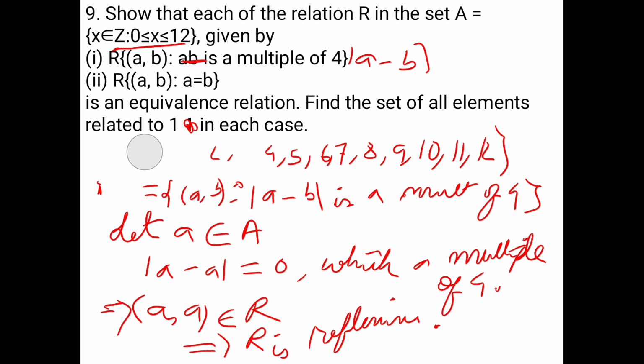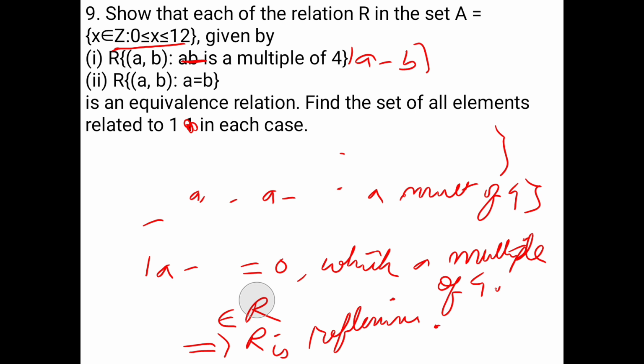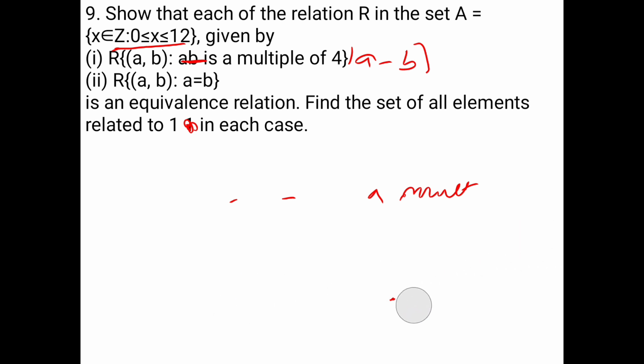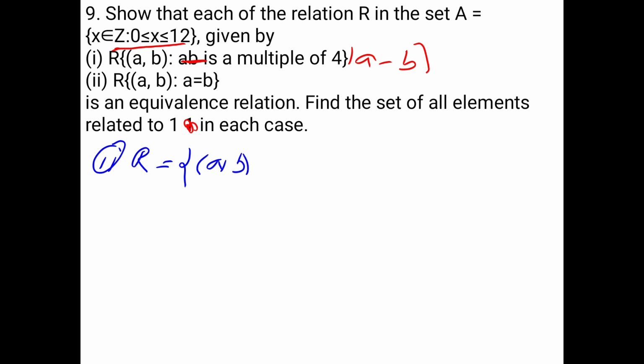Now the second relation. Take set A equal to {0, 1, 2, ..., 12}. Define the relation R equal to {(a, b) such that a equals b}.